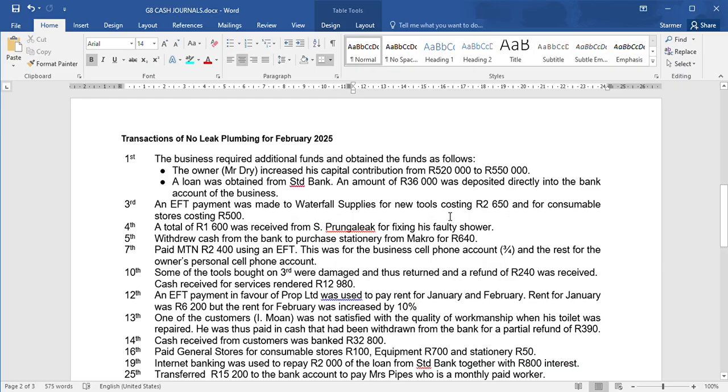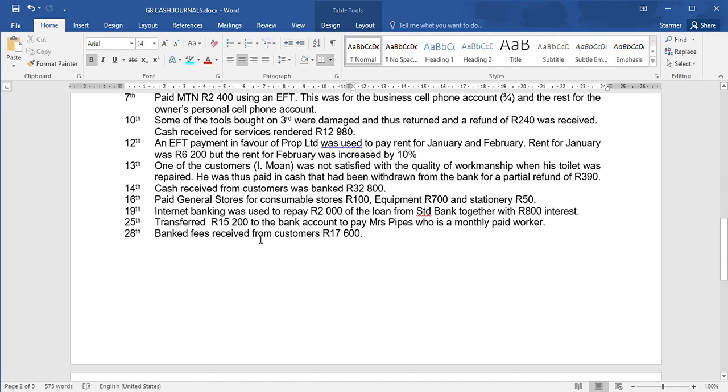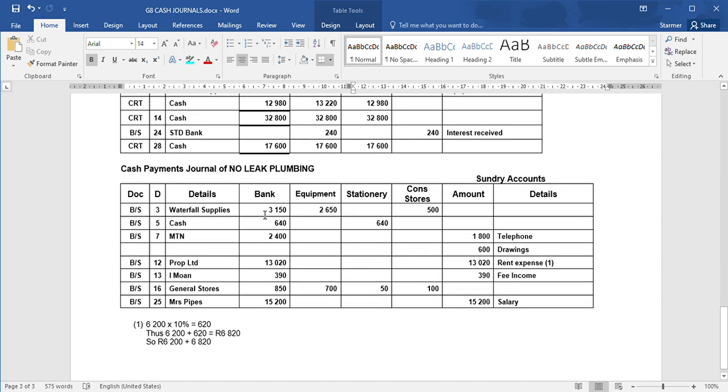The tools are equipment. You're going to take the 2650 and the 500. You are paying money. The total there is 3150. The tools go under equipment, and the consumable stores goes under consumable stores, and this stays empty. If I want to know what I paid for, I look at the heading.